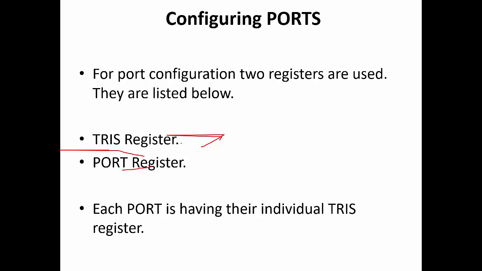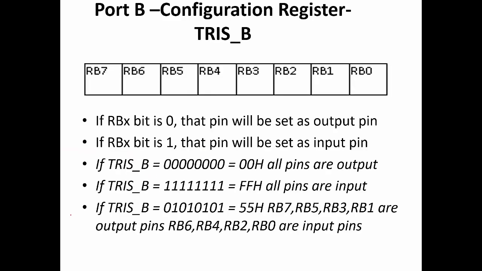The TRIS register is called a direction register and the port register is called a data register. The direction register indicates which pin is to be used as an input as well as output, and the data has to be sent via the port registers. So this is how the register configuration of different ports will be done.